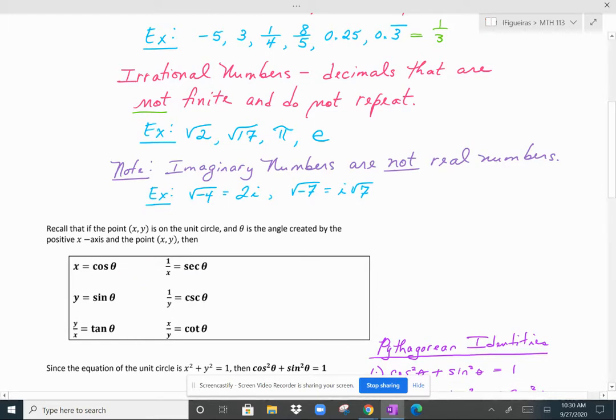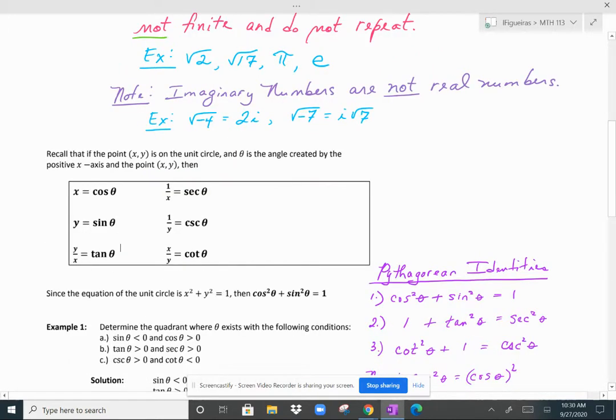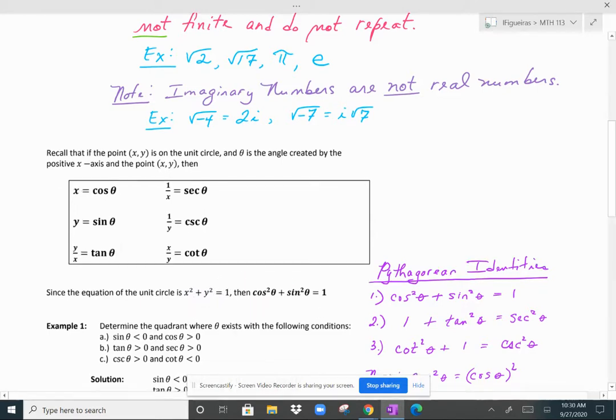So recall the equation for your unit circle is x squared plus y squared equals 1. Well, since x is cosine, that's cosine squared of theta, and y is sine, so sine squared of theta. So this important equation here, cosine squared of theta plus sine squared of theta, is the first of three important identities called your Pythagorean identities, which are here on the right.